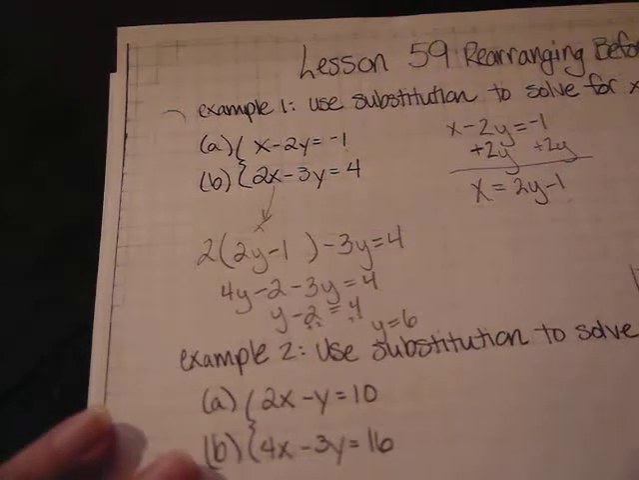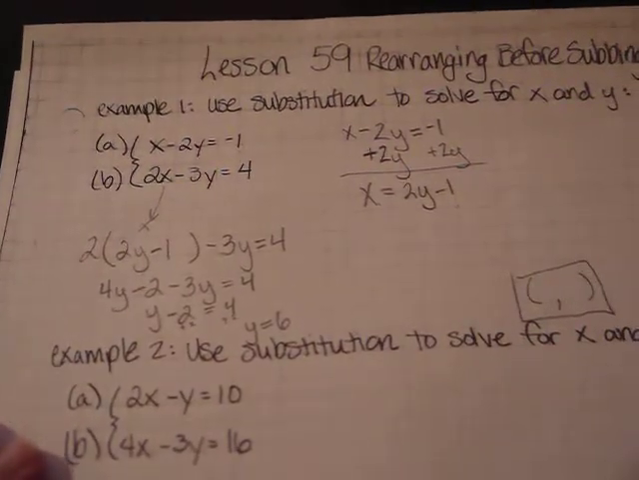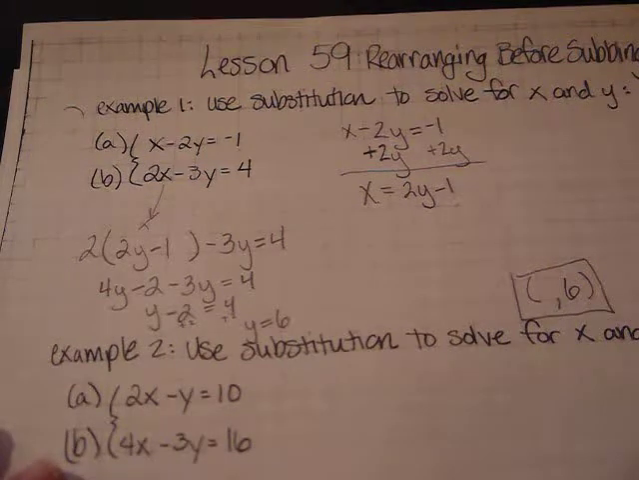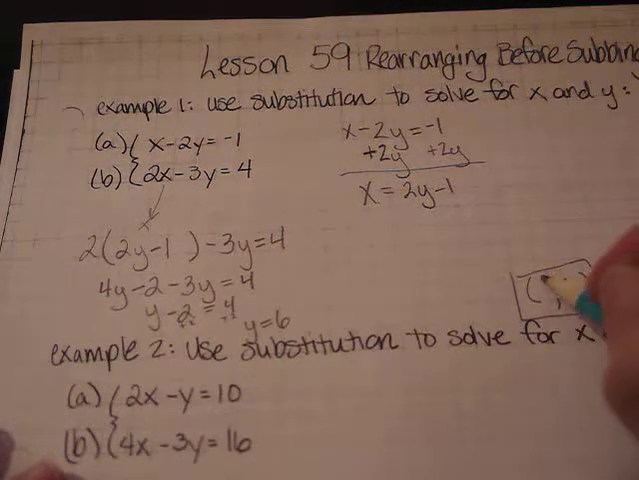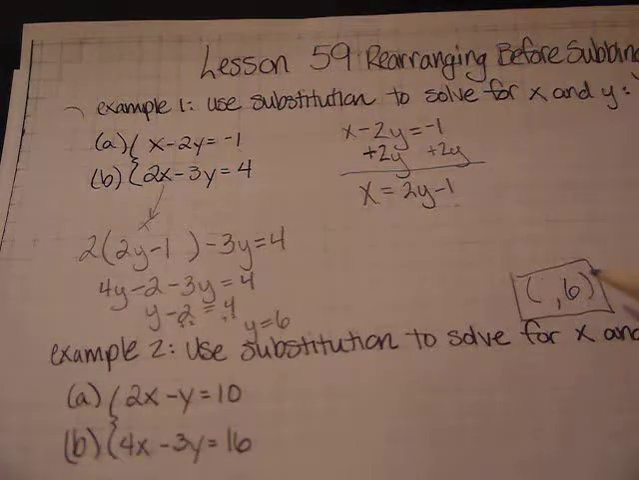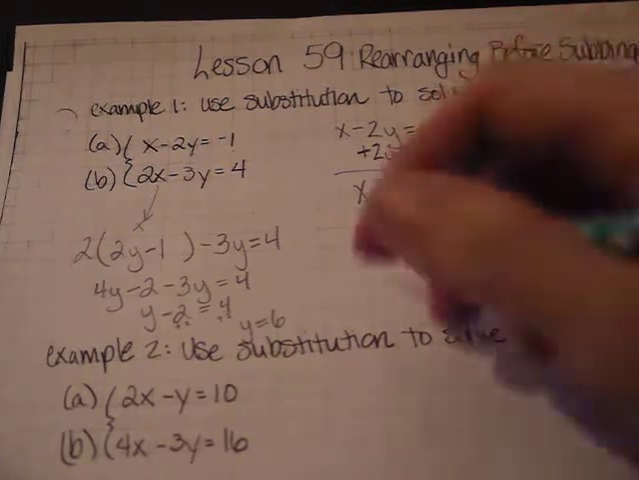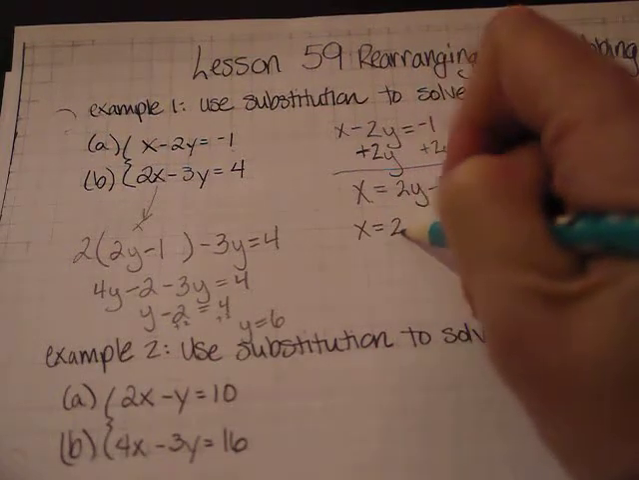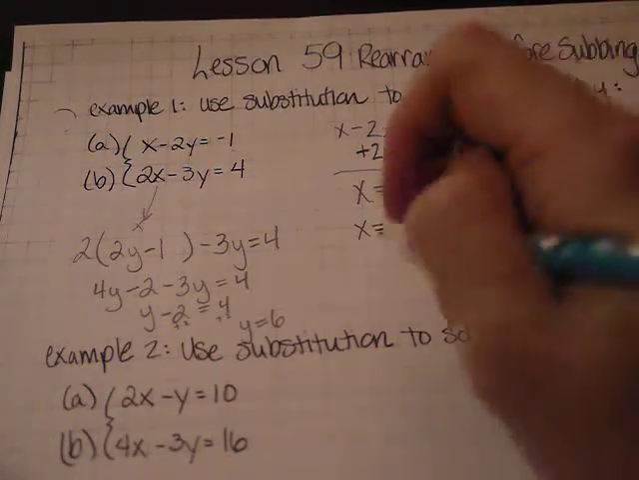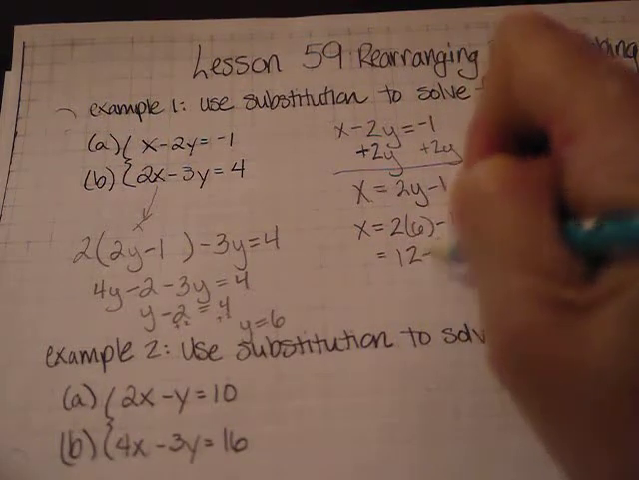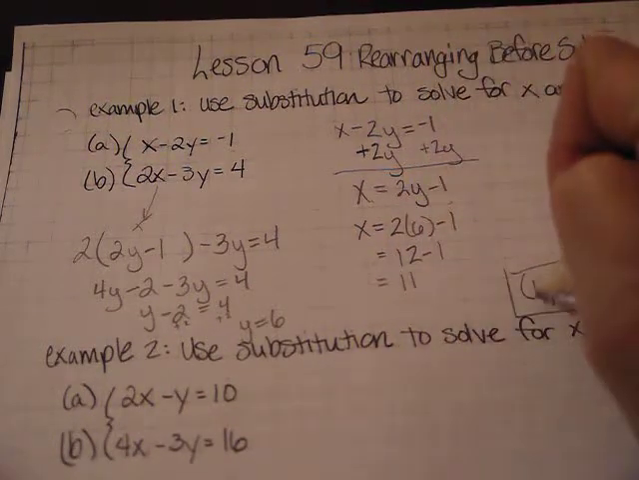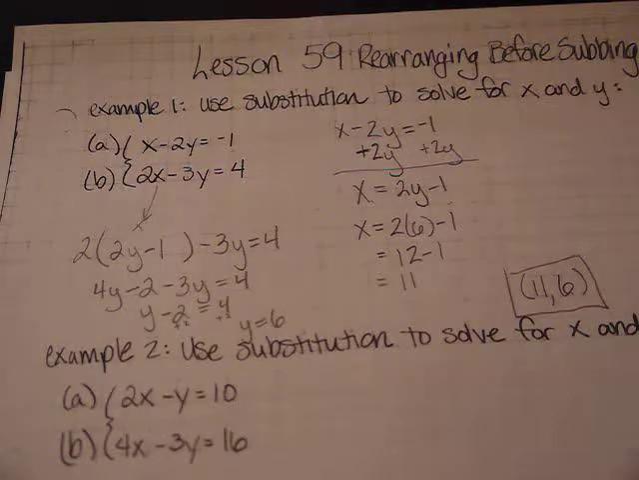All right, that's exciting because I now have half of my ordered pair. Remember, this is x and this is y, and it's alphabetical order, x, y, z. So x, y. And now that we have 6 for y, we can plug it back into this to find x. X equals 2 times 6 minus 1 equals 12 minus 1 equals 11. And there we go. We got our answer. 11, 6 is the point where those two lines cross.